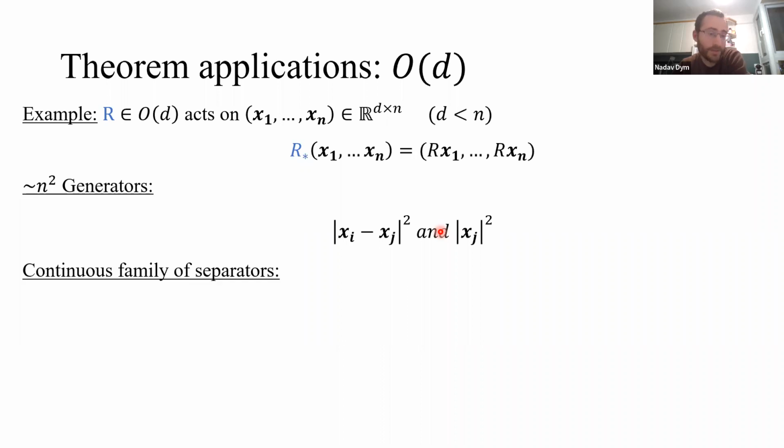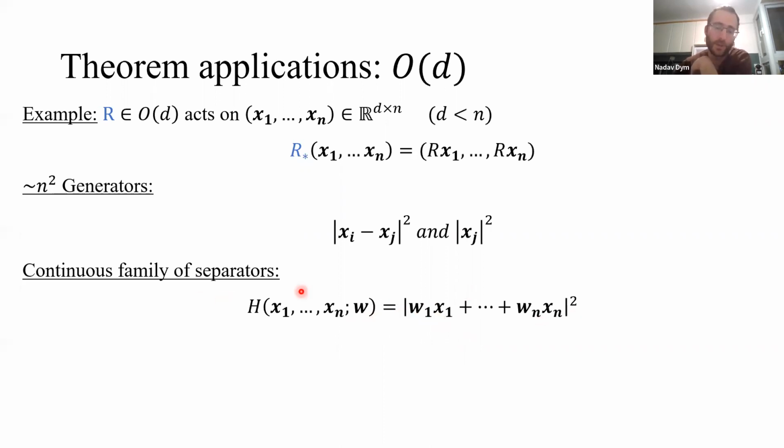you'd like to build a continuous family of separators. And what's nice, you can often do that using your knowledge of the generators. So here in this example, I'm going to build this continuous family by taking linear combinations of all the points and then taking the norm. And this is for any weight. This is an invariant function. And the reason this separates, you can always find some W that separates, is just because you can reconstruct all the finite generators from this continuous family using the correct W's.